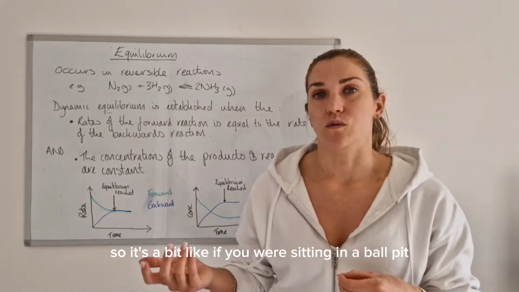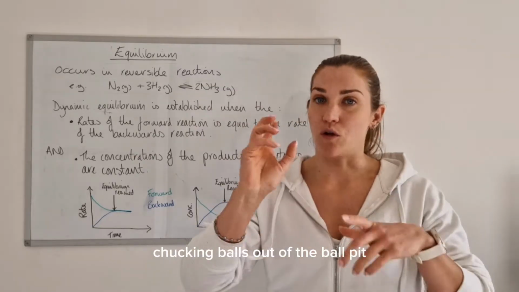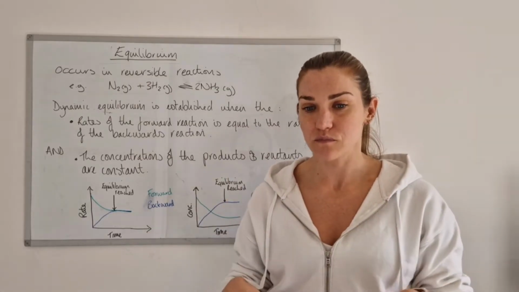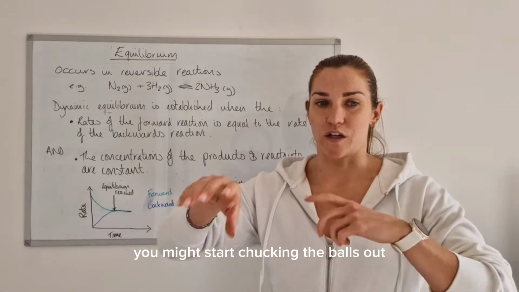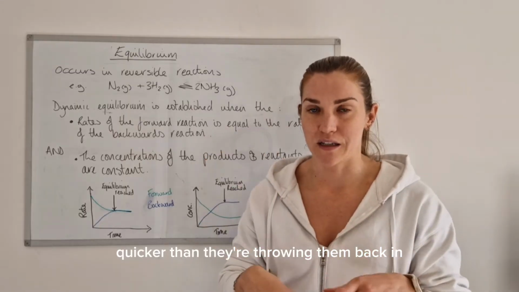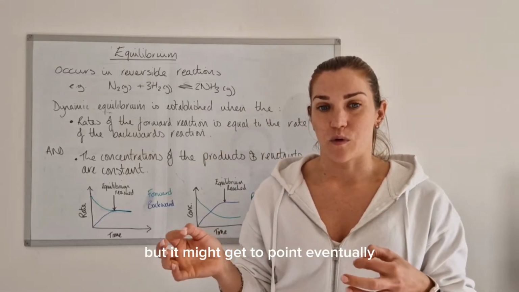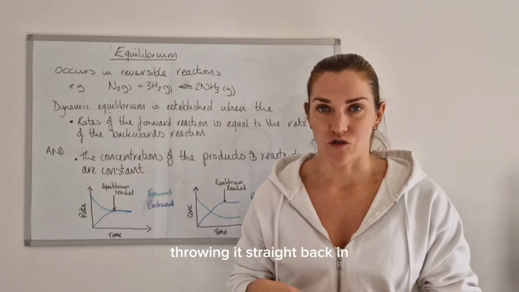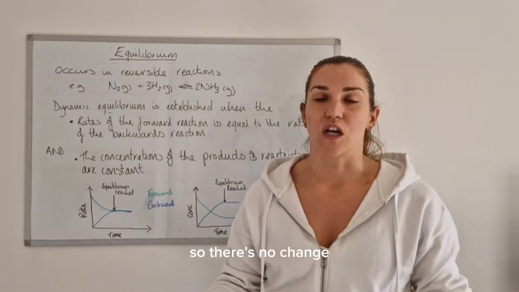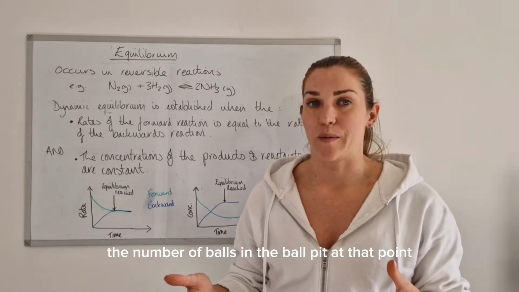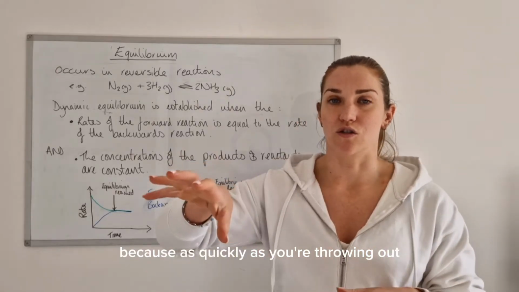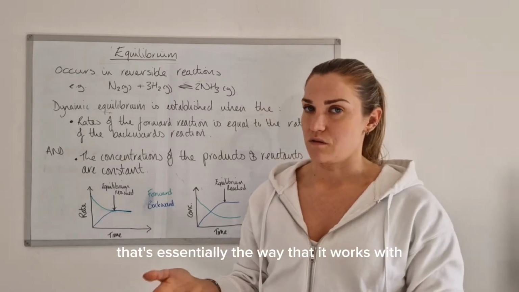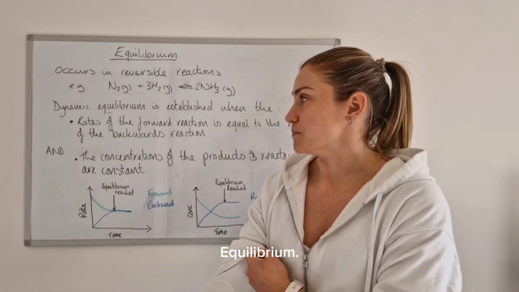It's a bit like if you were sitting in a ball pit, chucking balls out of the ball pit, and then there was someone there throwing the balls back in. You might start chucking the balls out quicker than they're throwing them back in, but it might get to a point eventually where you throw one out and they're throwing it straight back in. So there's no change to the number of balls in the ball pit at that point, because as quickly as you're throwing it out, the other person's throwing it back in. And that's essentially the way that it works with dynamic equilibrium.